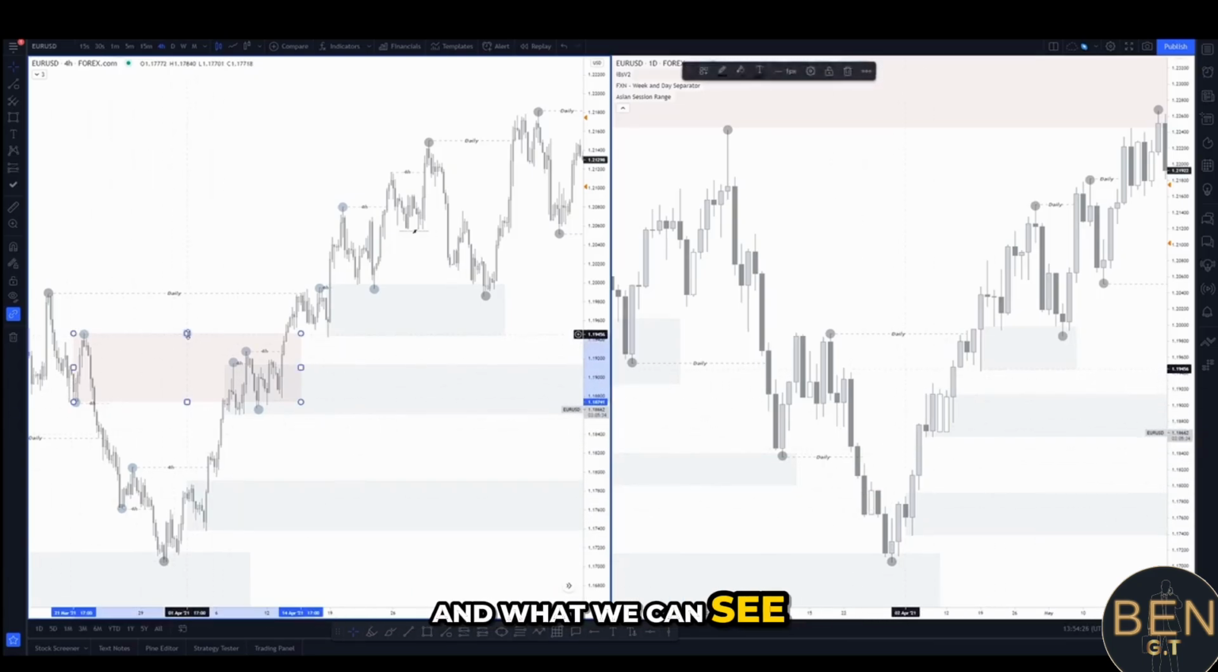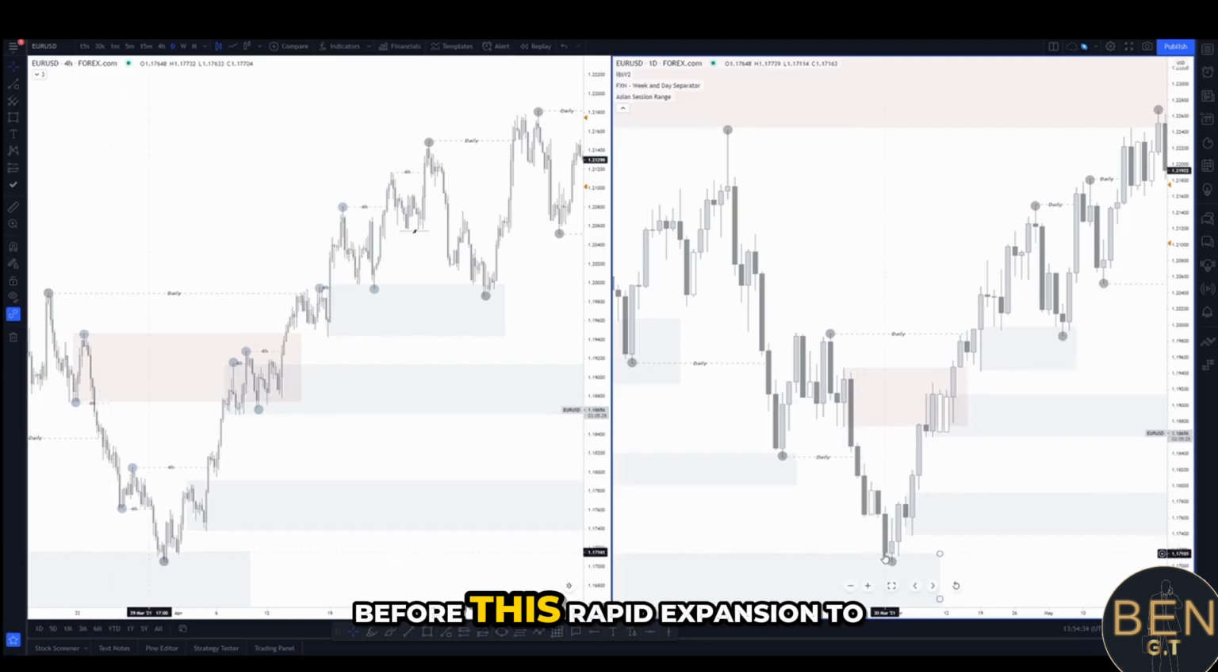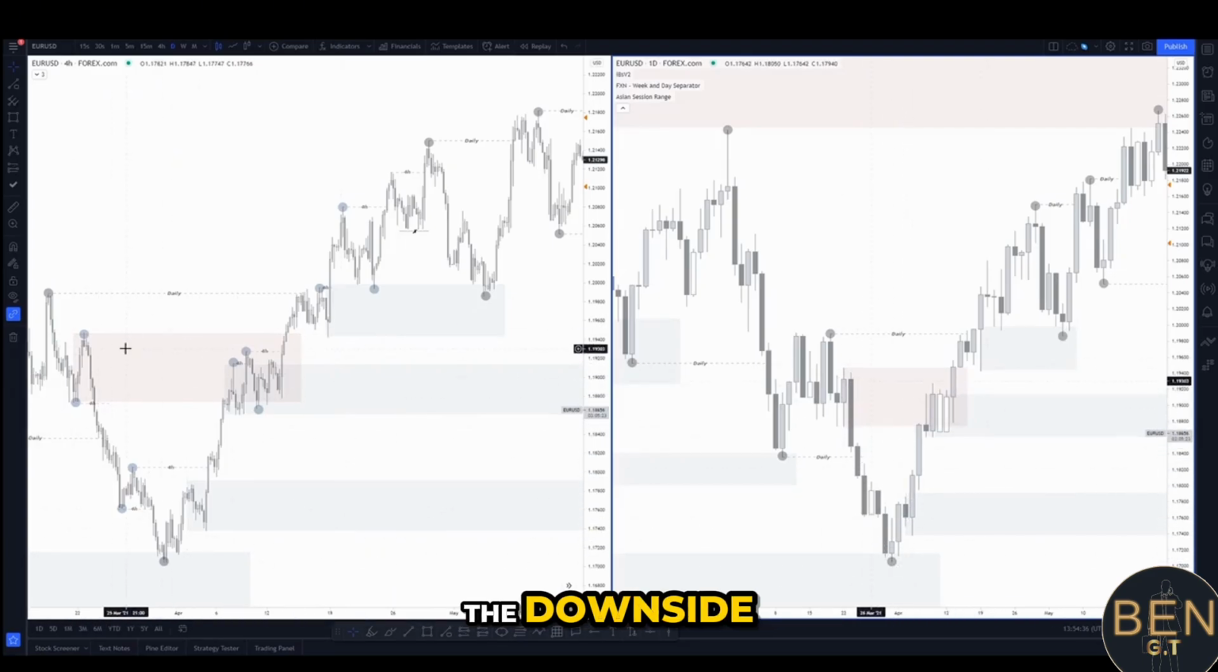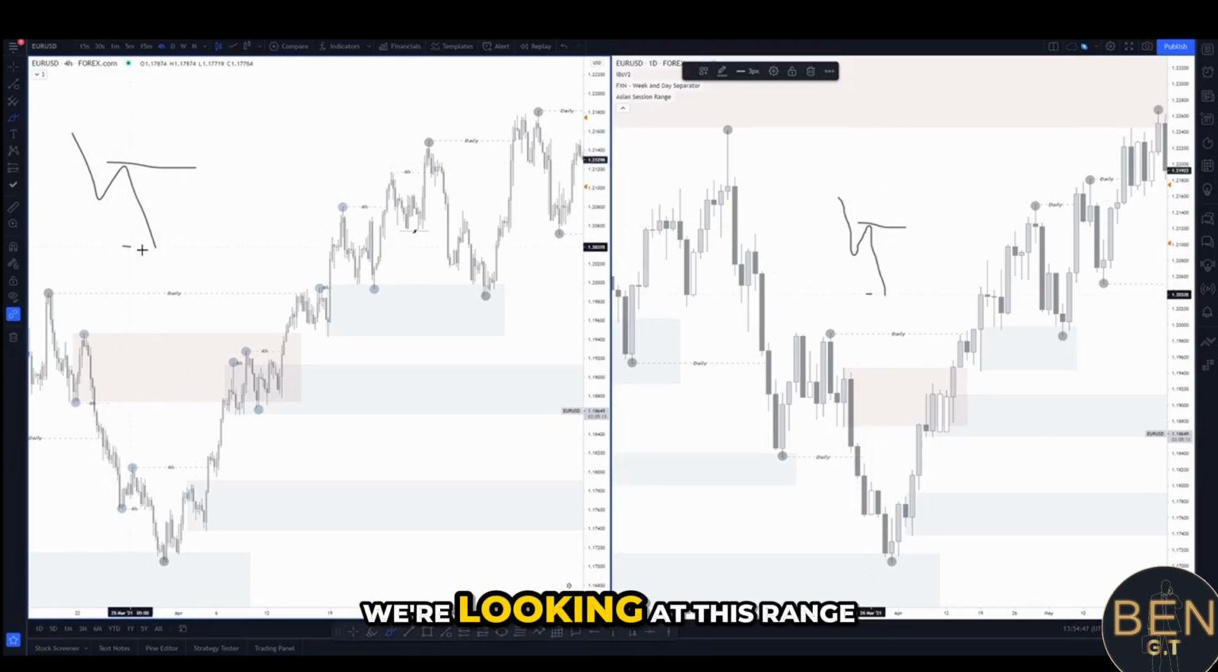And what we can see pretty clearly as well, if we just pop that back on the daily, we have a singular pivot supply candle, this bullish candle before this rapid expansion to the downside. And what we can see is price does react off of this supply zone. So in a perfect world, if we were looking at market structure and we're looking at lower lows and lower highs being created, we're looking at this range in price.